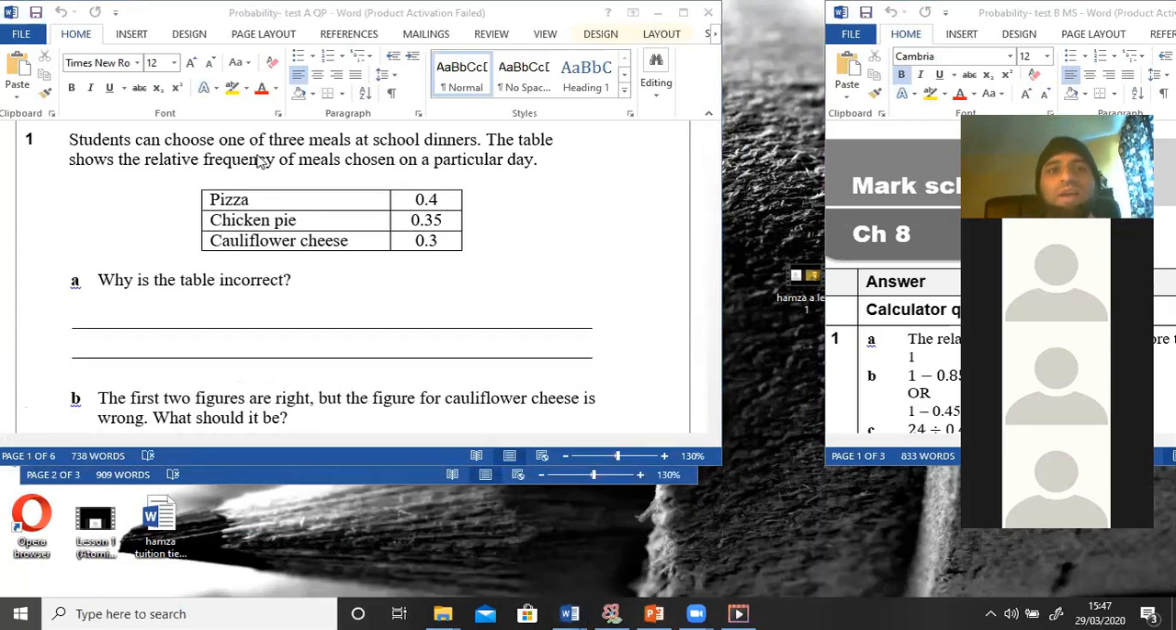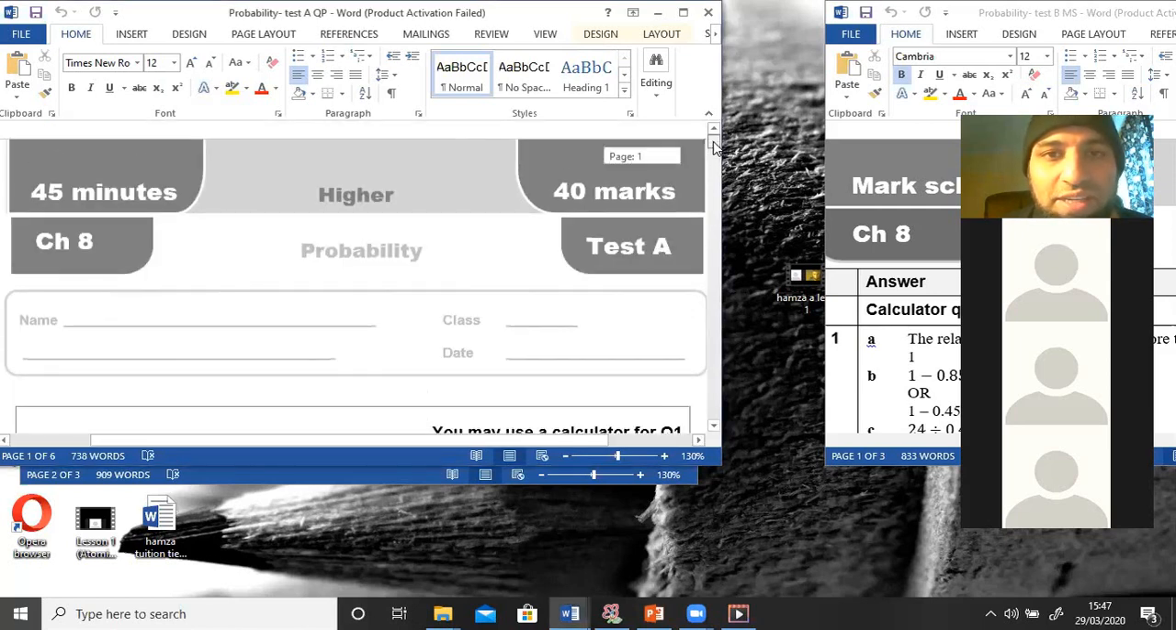Okay. Can you guys see the exam paper on the left-hand side? Communication, guys. Can someone tell me? We can see this. Yeah, excellent. So I want you guys to write down the title, which is Probability Test A. Questions.